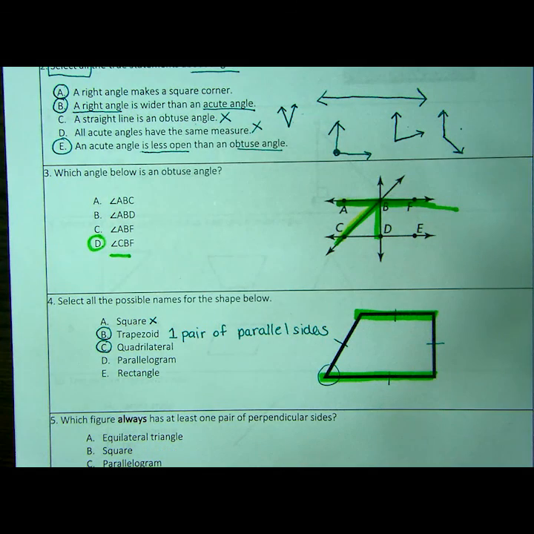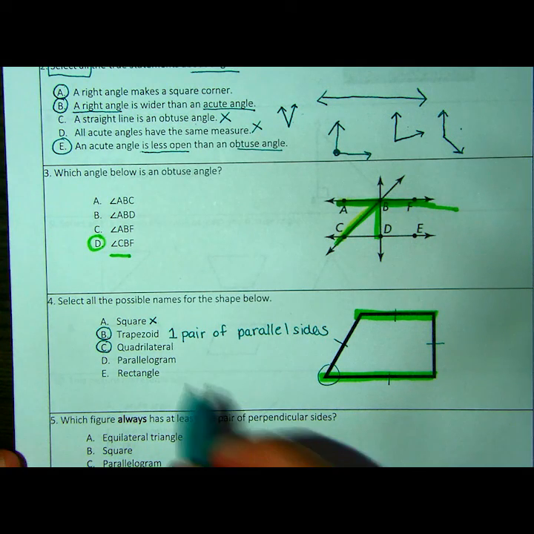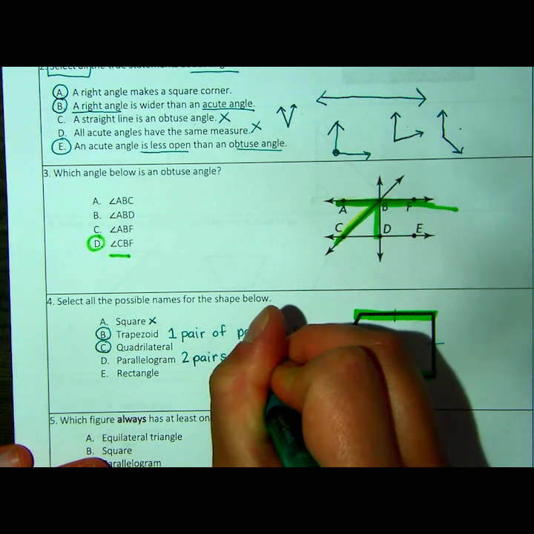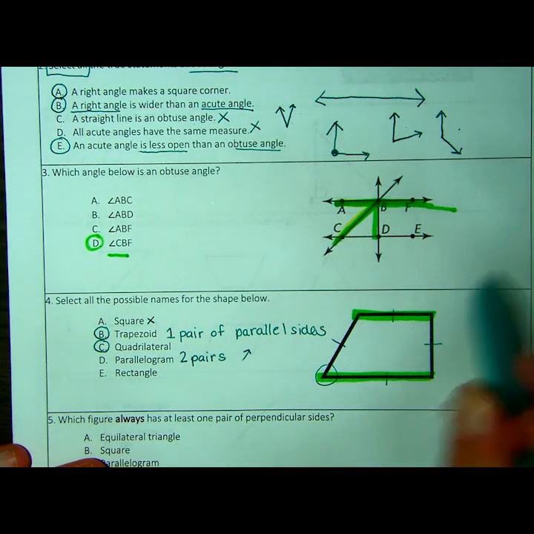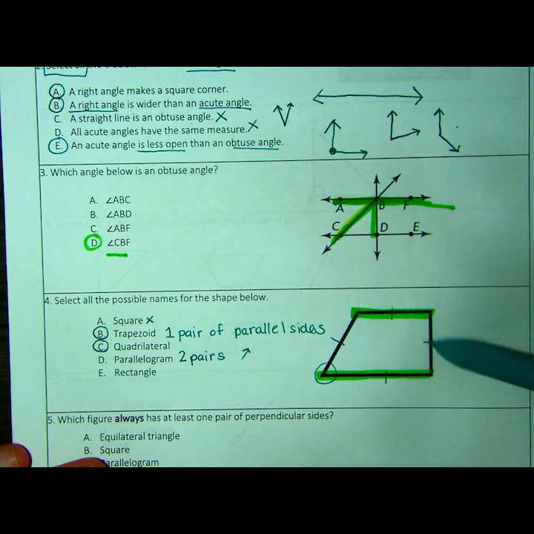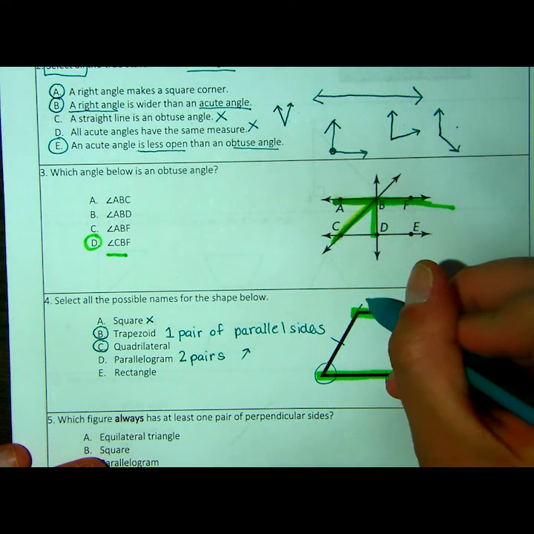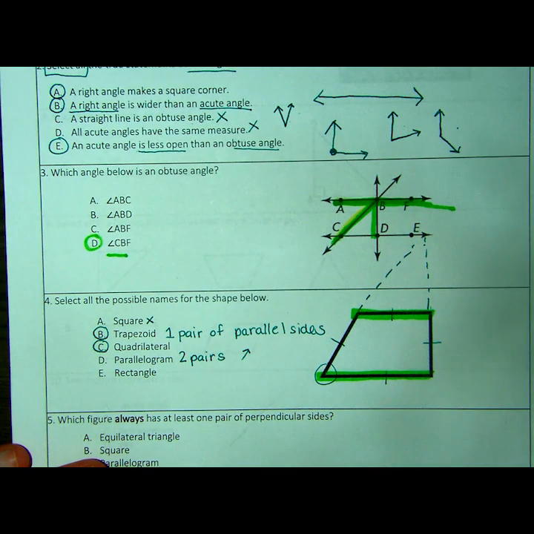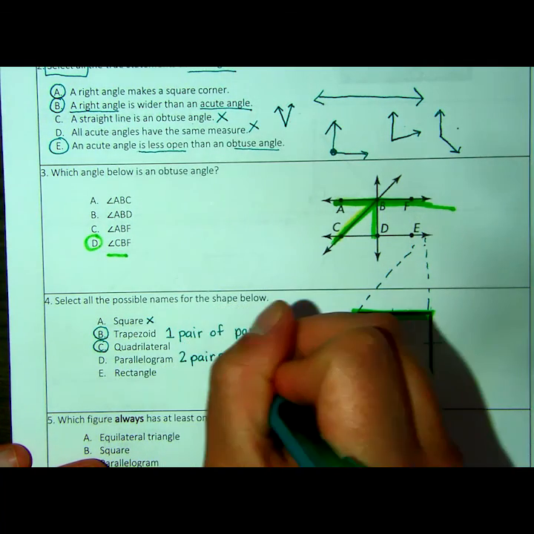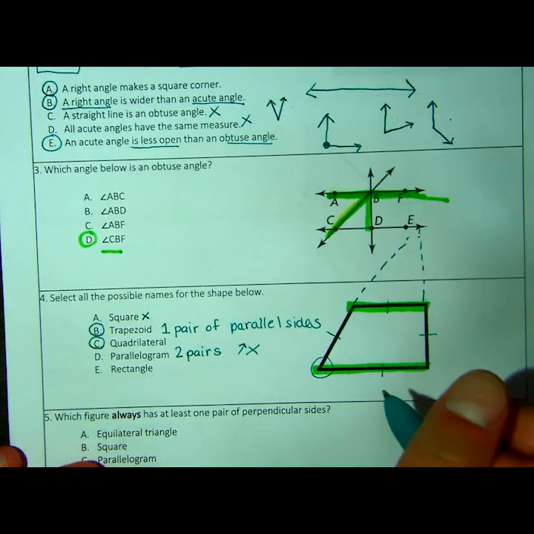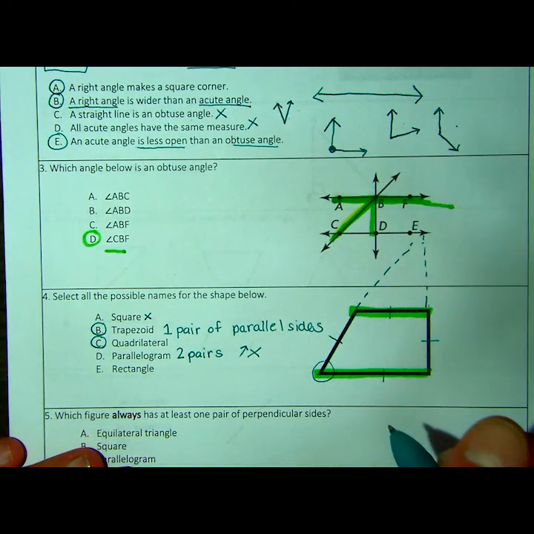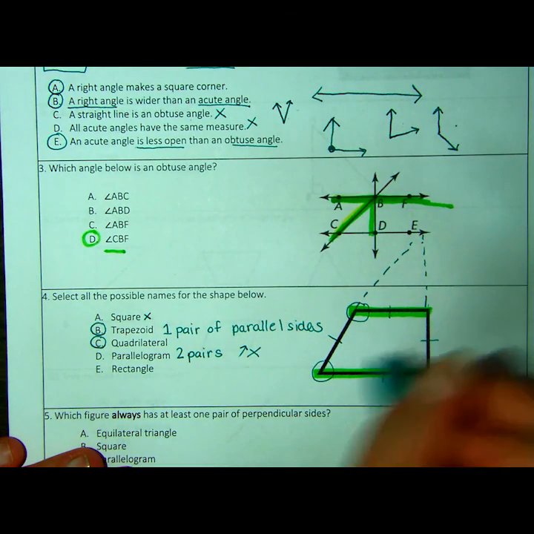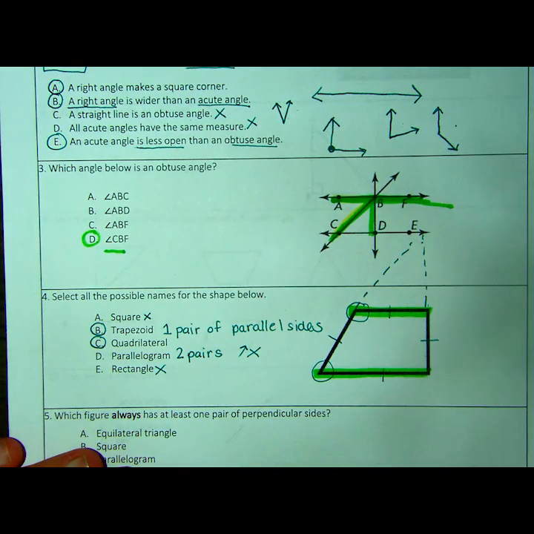Is it a parallelogram? Parallelograms have 2 pairs of parallel sides. So this figure does not have 2 pairs, because if we continue these 2 lines on and on and on, eventually they would meet or cross. So these are not parallel. It is not a parallelogram. Rectangle. Rectangles have 4 right angles. This figure only has 2. It is not a rectangle. So just B and C.